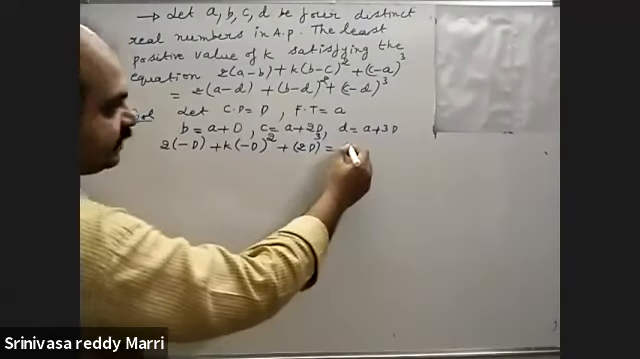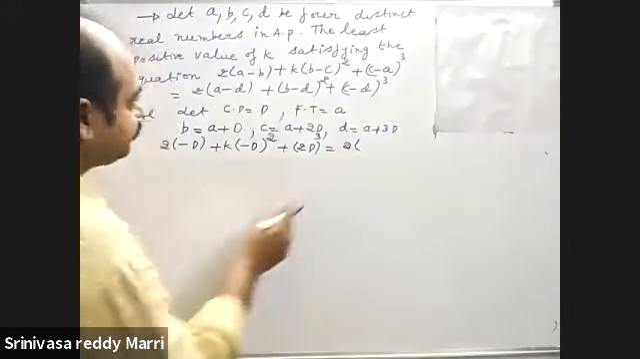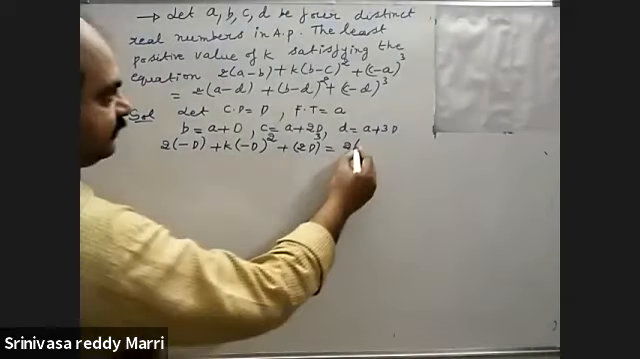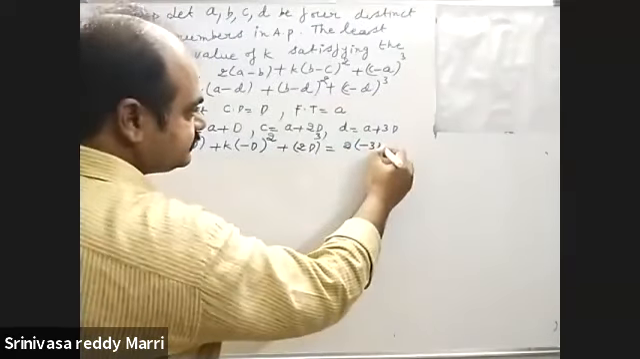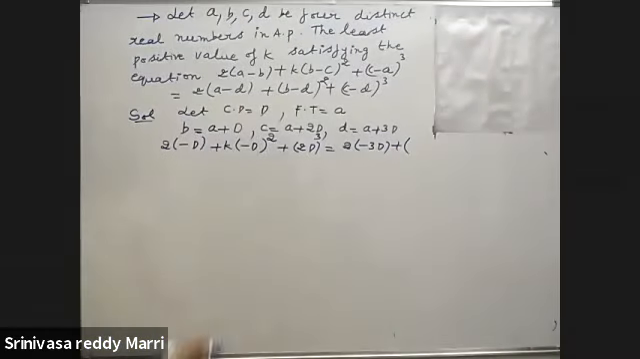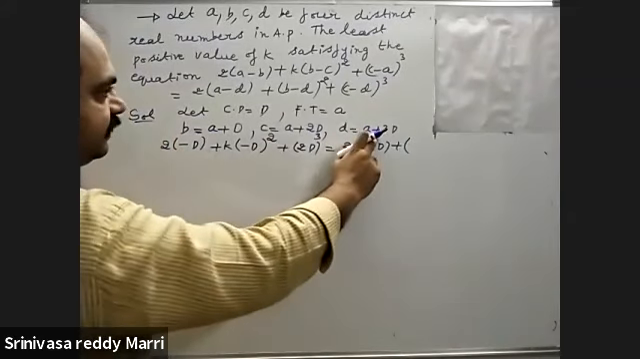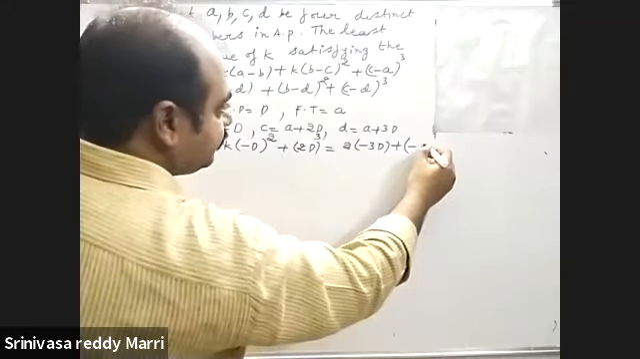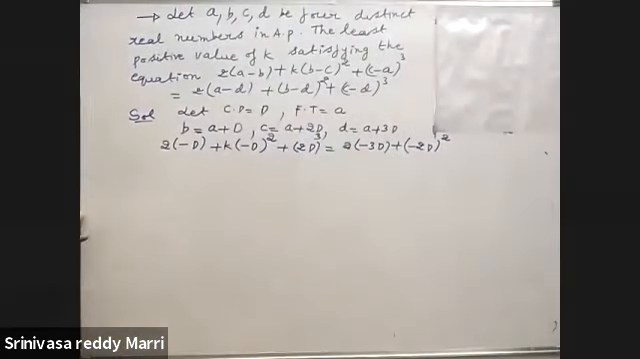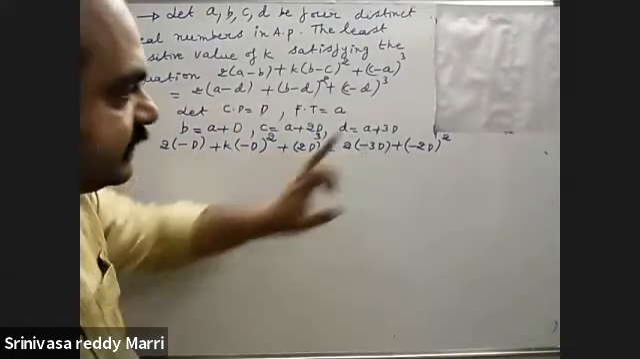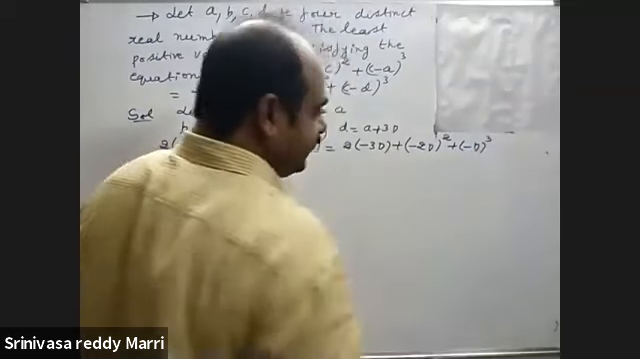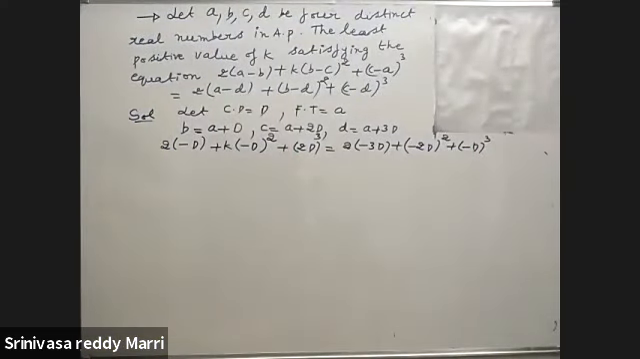Right hand side: 2 into (A minus D), A minus (A plus 3D), that means minus 3D, plus (B minus D) whole square, that means minus 2D whole square, plus (C minus D), that means minus D. So first I have written all the differences.